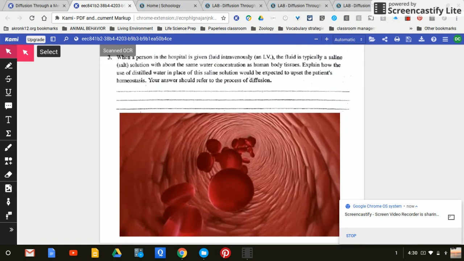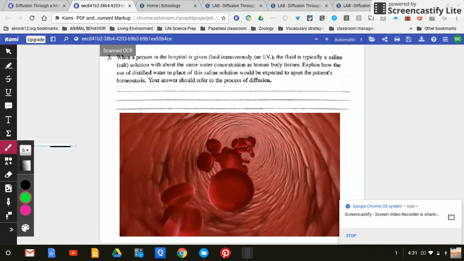All right, this question is asking about, I don't know if you've ever been to the hospital and had IV fluids put in your vein, but this is what this is going to relate to. It says, when a person in the hospital is given fluid intravenously in an IV, the fluid is typically a saline or salt solution with about the same water concentration as human body tissues. Explain how the use of distilled water in place of the saline solution would be expected to upset the patient's homeostasis. And your answer should refer to the process of diffusion.